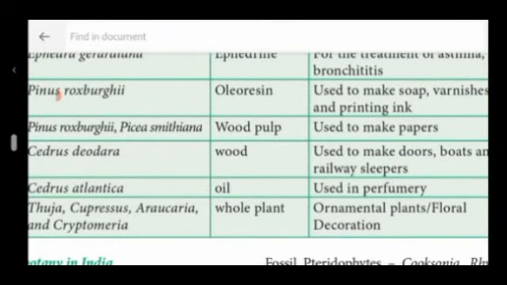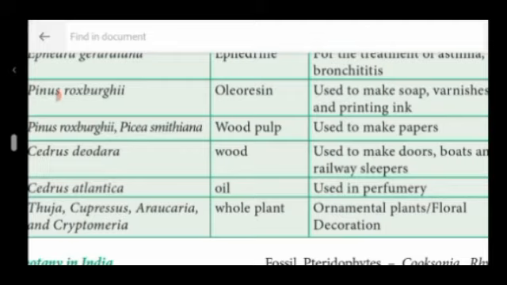Cedrus deodara gives wood, which is used in the manufacture of doors, boards, and railway sleepers. Cedrus atlantica gives oil, which is used in perfumery. It is used to make perfumes. Thuja, cypress, Araucaria, and Cryptomeria are used as ornamental plants. The whole plant is used as an ornamental because of their beautiful appearance. They are used in floral decoration.